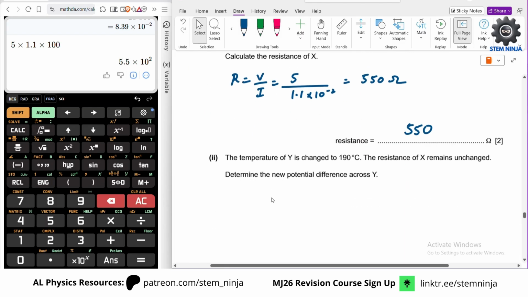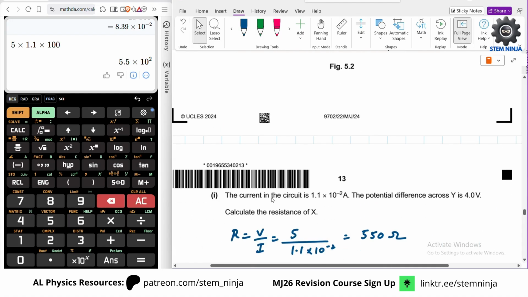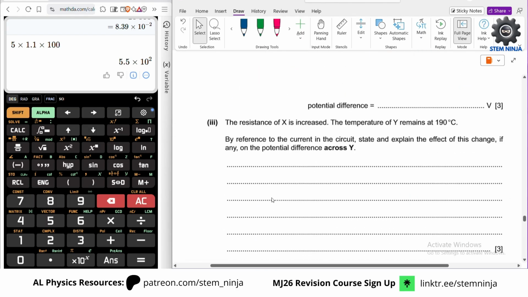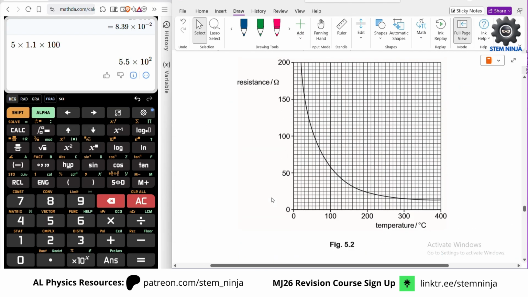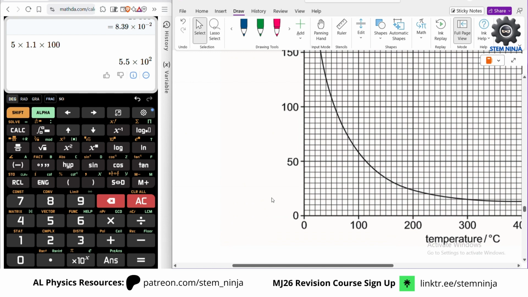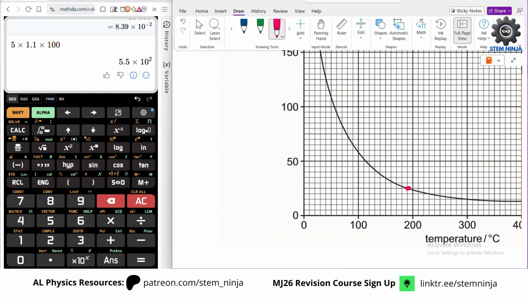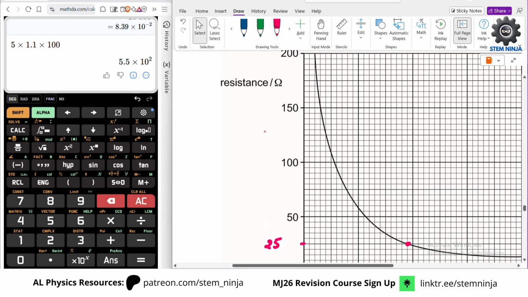The temperature of Y is changed to 190 degrees Celsius. The resistance of X remains unchanged. Determine the new potential difference across Y. So at 190, the resistance would be 25. So resistance would become 25.